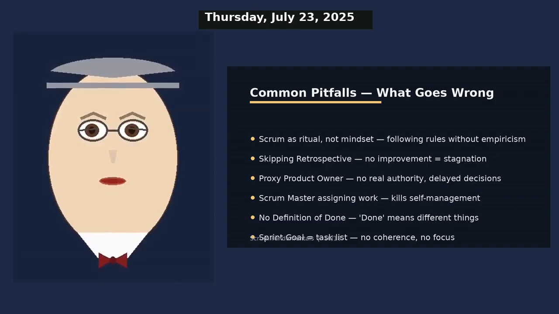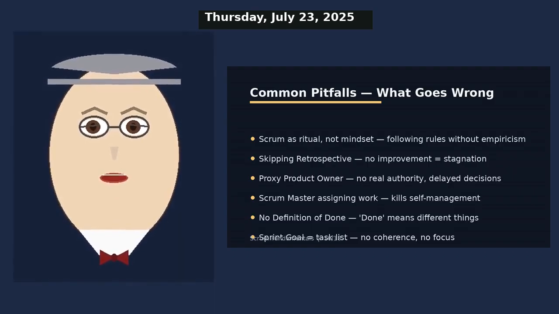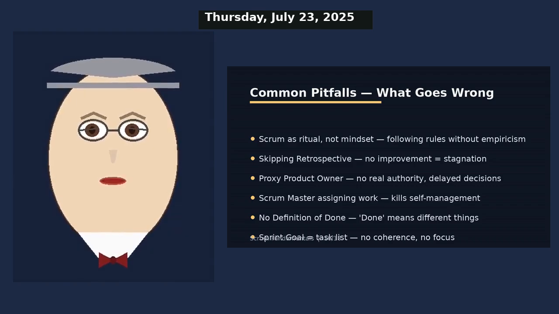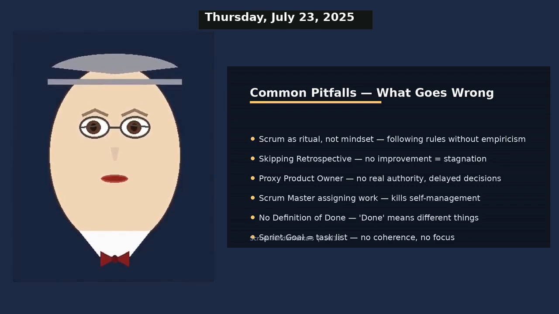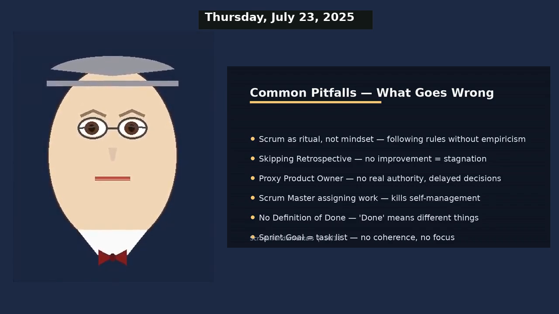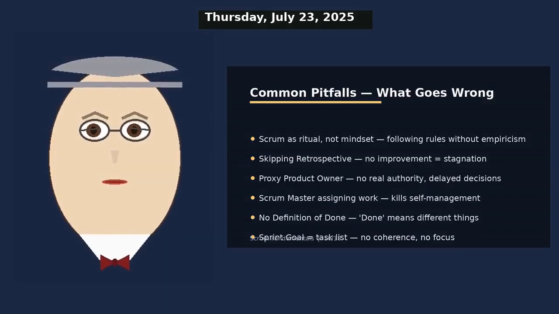Common pitfalls: treating Scrum as a process to follow rather than a framework to think with. Skipping the retrospective. Having a proxy product owner. The Scrum Master assigning work. No definition of done. Sprint goals that are just lists of tasks. The antidote is always the same. Return to the 3 pillars: transparency, inspection, adaptation.